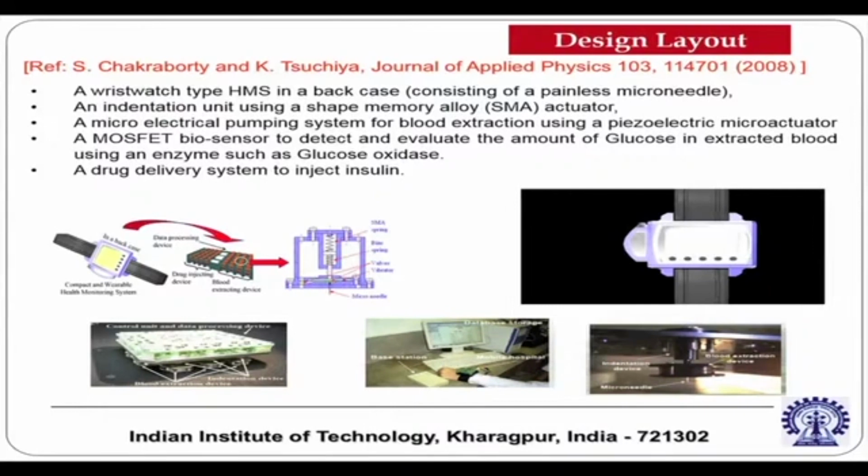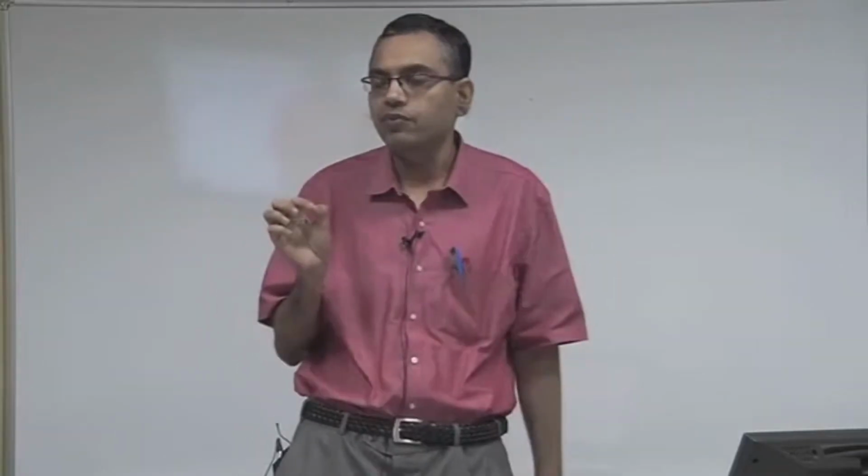Then a small drop of blood is taken. Then what is the mechanism by which this is taken? That is the heart and soul of this design. Then there is a MOSFET based biosensor which is located in the same integrated device to which the blood sample will go, and it will evaluate the amount of glucose in the extracted blood using an enzyme such as glucose oxidase. Now based on that what will happen? Based on that there is a smart insulin delivery system integrated with the same wristwatch type of device, it will deliver insulin. Now why is it important?